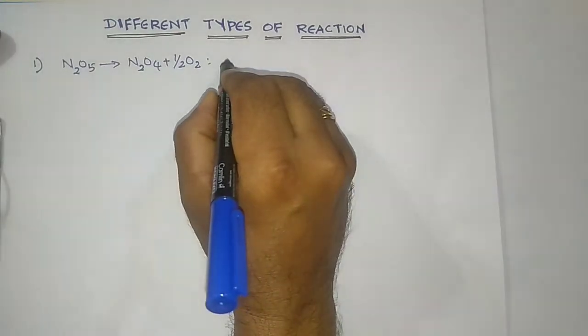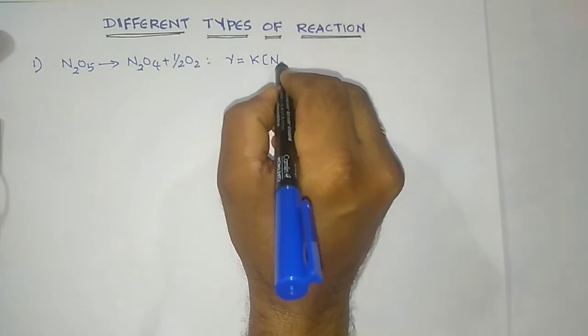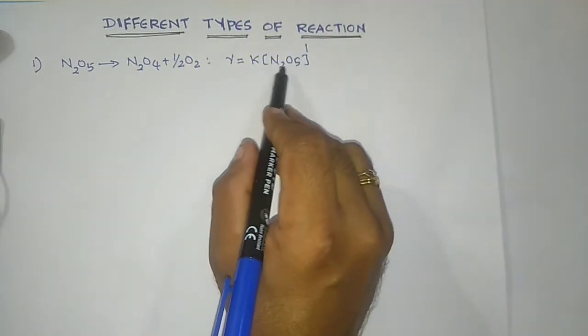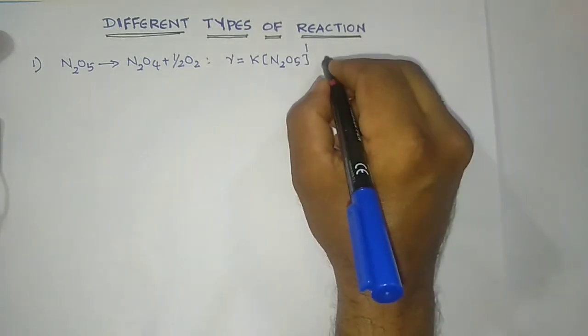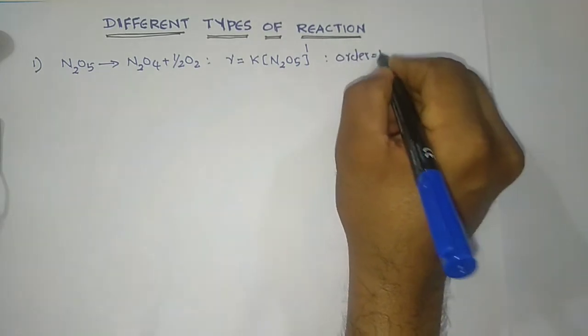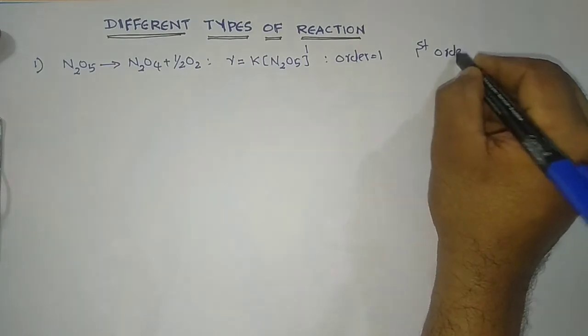Here the rate law expression is R is equal to K into the molar concentration of N2O5 raised to 1. The power of the molar concentration of the reactant is 1. So order is equal to 1. This is an example of a first order reaction.